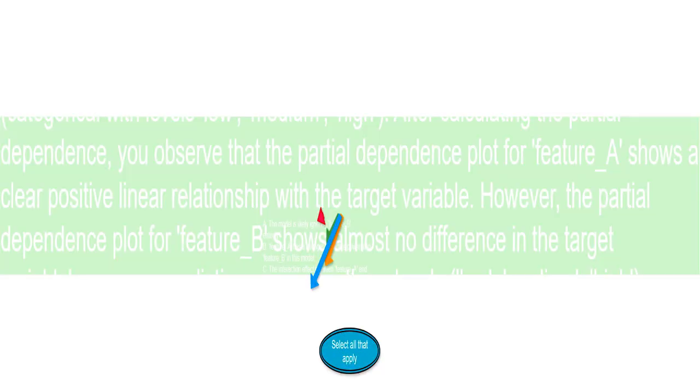This statement is unlikely. Although feature_B shows a weak marginal effect, the model might still use it. Remember that interactions might exist and are not captured by this marginal effect in the plot.